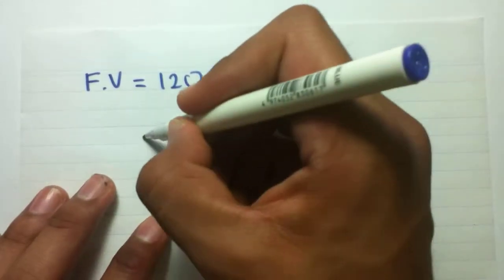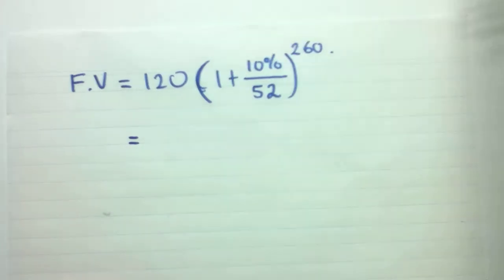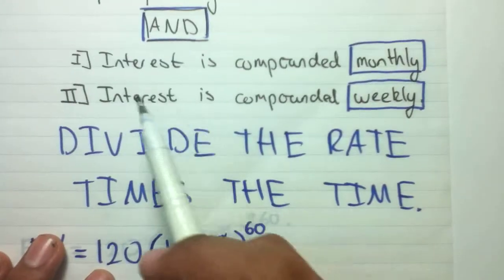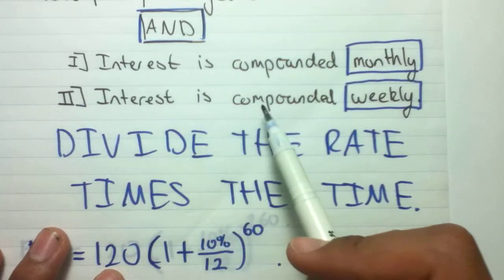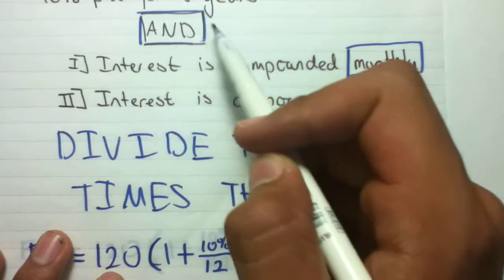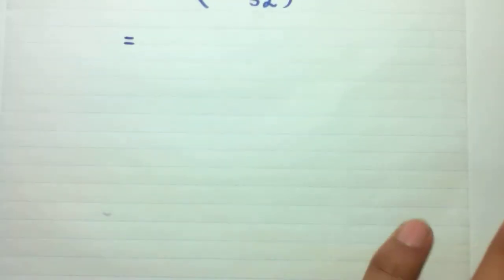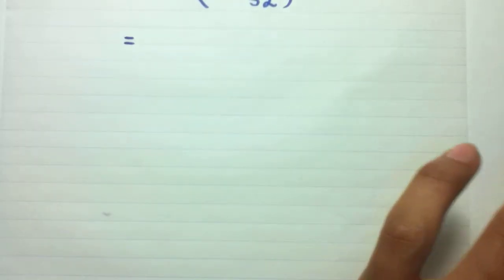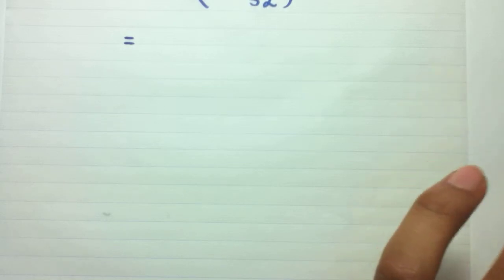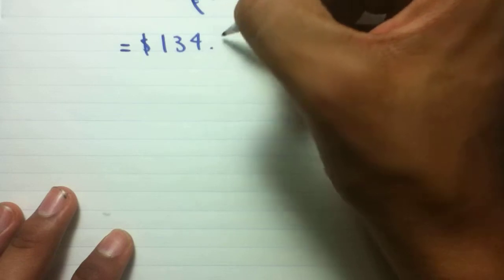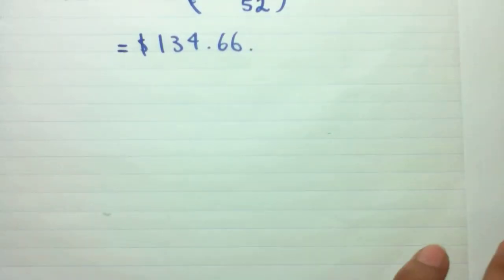Okay? And so when I evaluate this, it's going to give me the final value of a $120 investment, such that interest is being compounded weekly at 10% per annum for 5 years. Okay? So our answer for this part is going to be $134.66. Oh, sorry, I made a mistake. Hold on.